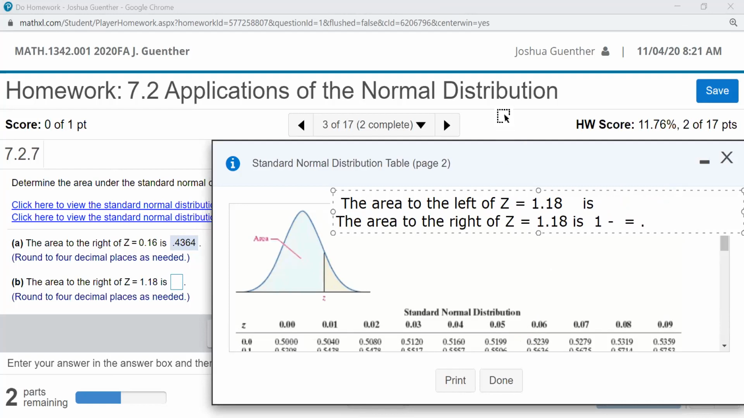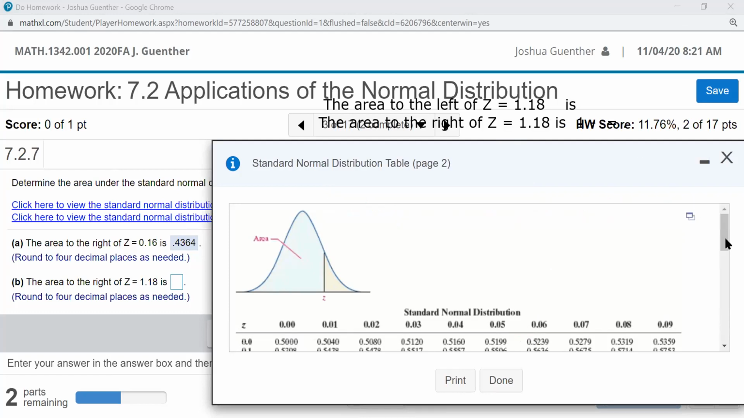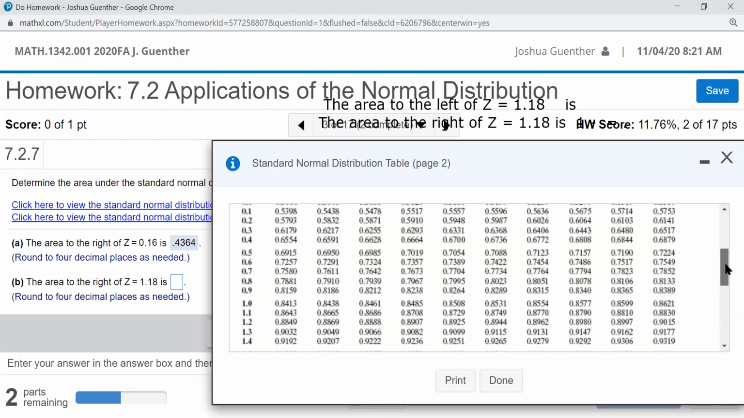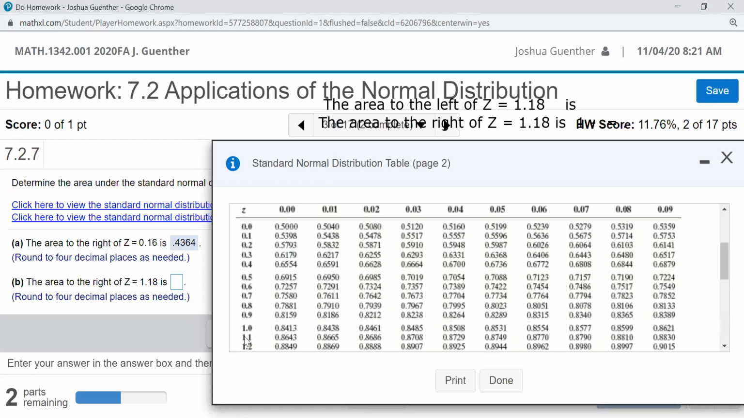So just fixing all that. Next up, I'm going to go down here. I'm going to look up 1.18 as a z-score. All right, here's the 1.1 row. I need to go all the way out to the 1.18. I need to go out to 0.08 here. And here it is.